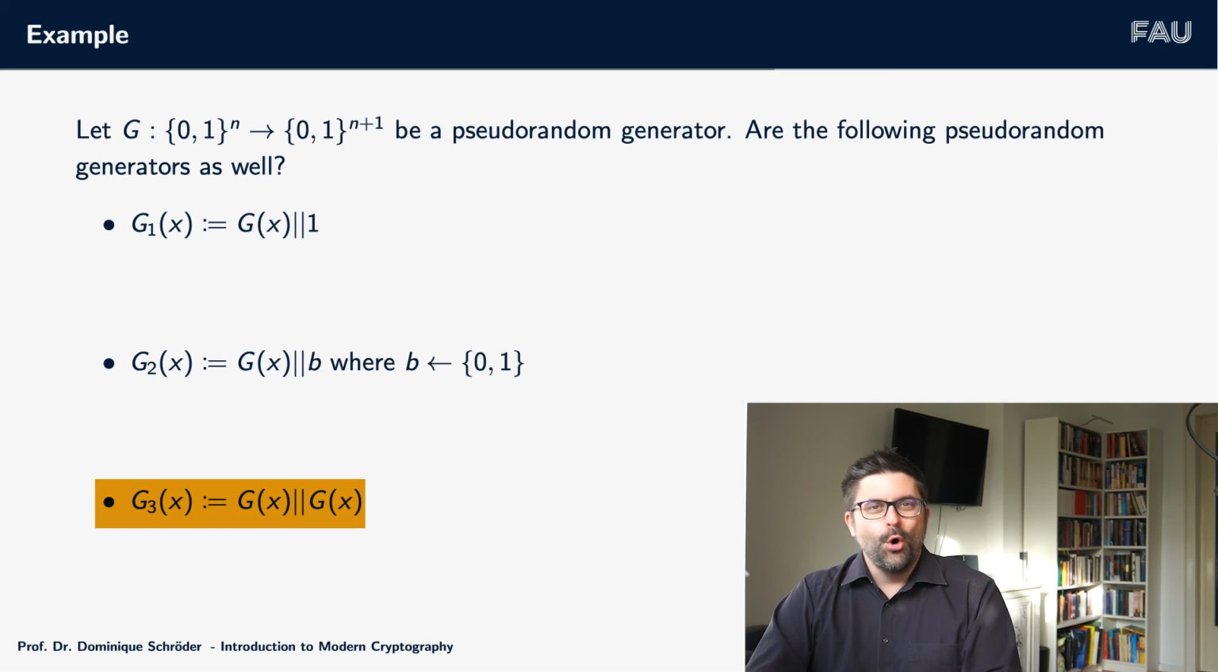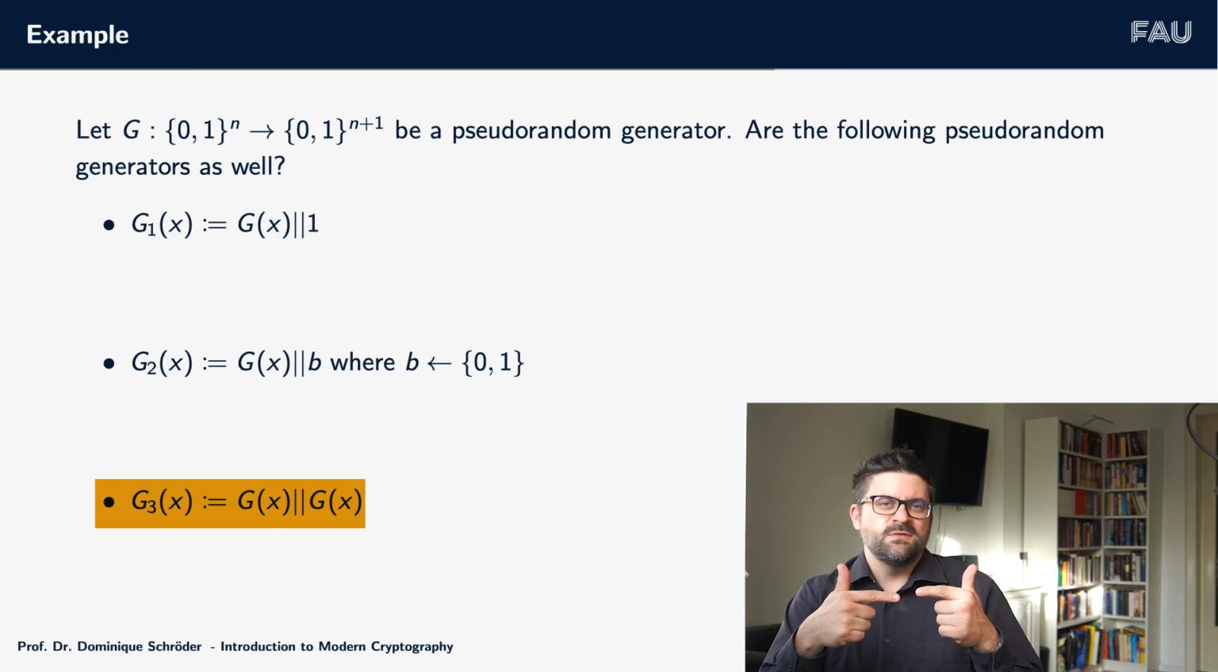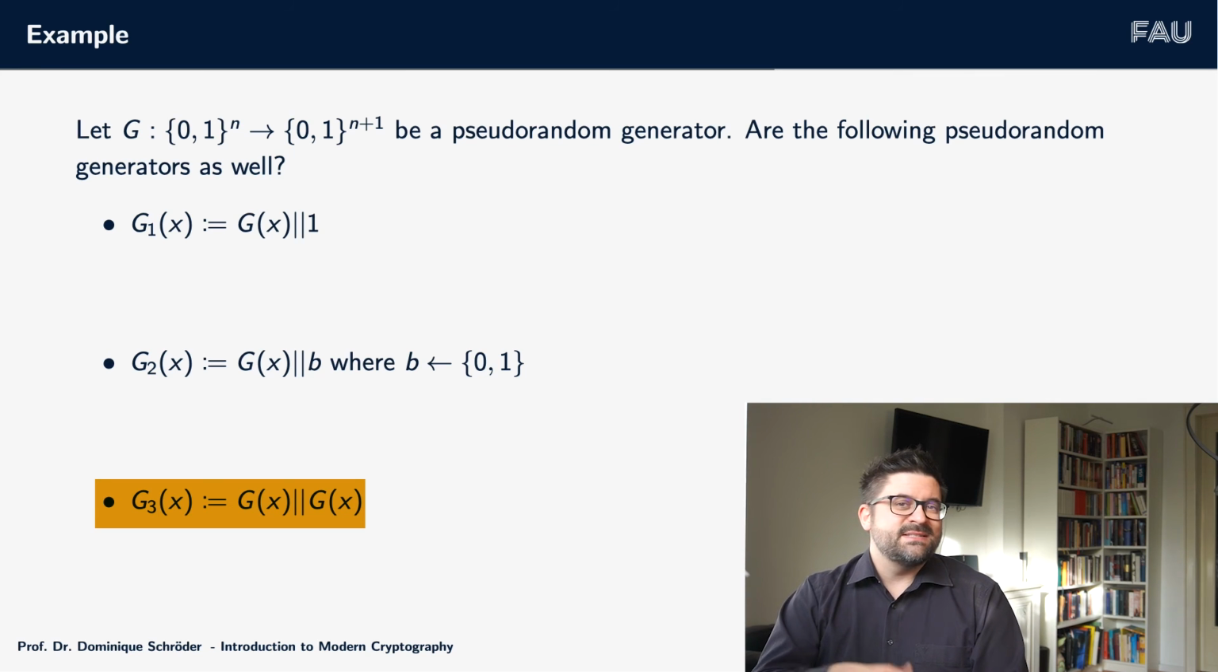Right? No. Why? Well, because we are concatenating the same string next to each other. In other words, we could build a simple distinguisher that says, if the first n+1 bits equal the second n+1 bits, then I output 1. And the chance that this happens for a uniformly random string is actually very small. And therefore, this resulting construction is actually not a PAG.